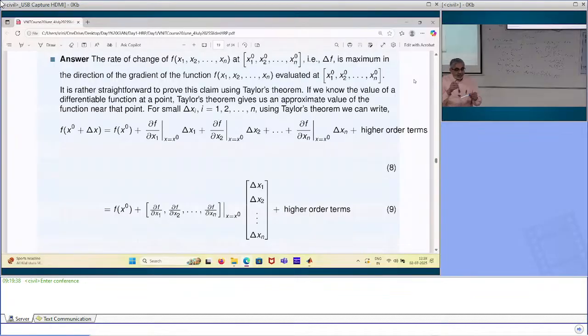एक वेक्टर ऐसा है, उसका टेक्निकल नाम क्या है? When we do that, you multiply a row vector with a column vector, what are you doing? You are taking dot product of two vectors. And dot product of two vectors are largest when?